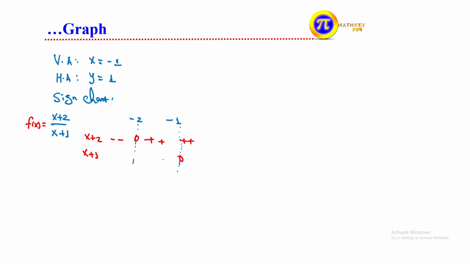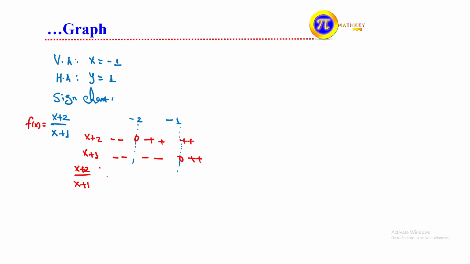At 0 and at negative 1, at the left it is negative, but at the right side it is positive. So the function f of x is x plus 2 over x plus 1. This means x plus 2 divided by x plus 1. We have to operate this, which equals negative divided by negative.